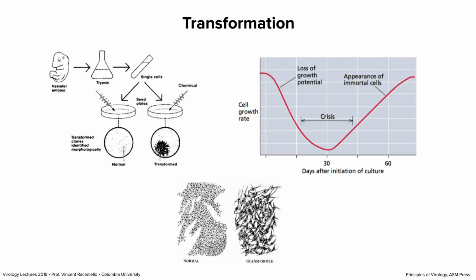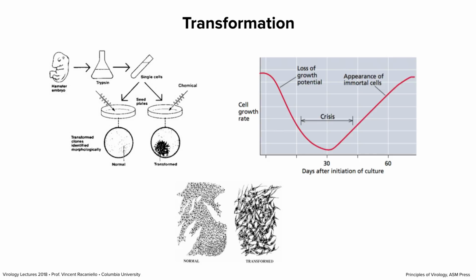On the upper left, we start with a hamster embryo. Chop it up and digest it with trypsin to make cells out of it. And we plate cells on a dish, a culture dish, and grow them. These cells will grow for a while, as you can see in the graph on the right. But eventually, after 20 or 30 doublings, they'll die. And this is typical of most cells, what we call primary cells that you make from a tissue.